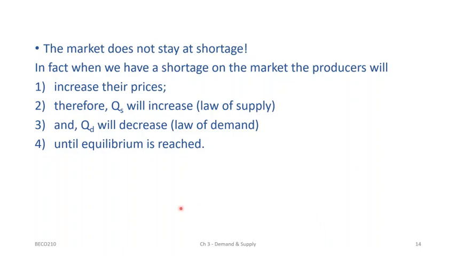The market does not stay at shortage. In fact, when you have a shortage on the market, producers will tend to increase their prices. As the law of supply states, when P increases, QS will increase. As the law of demand states, when P increases, QD will decrease until equilibrium is reached.